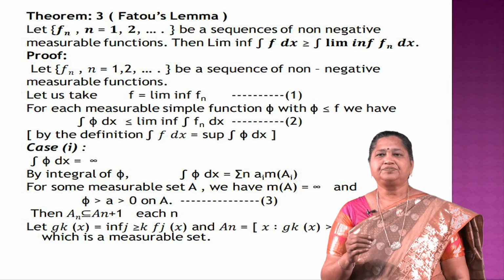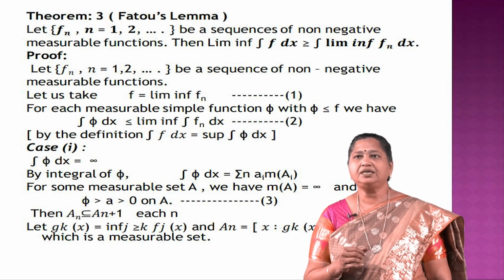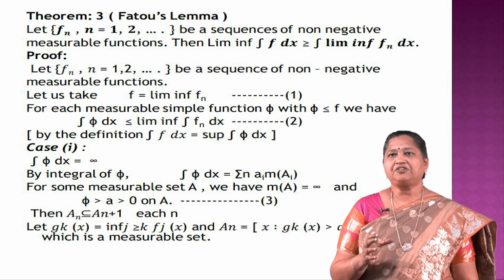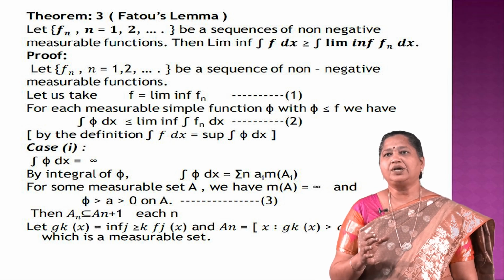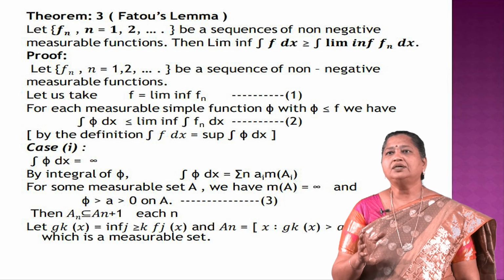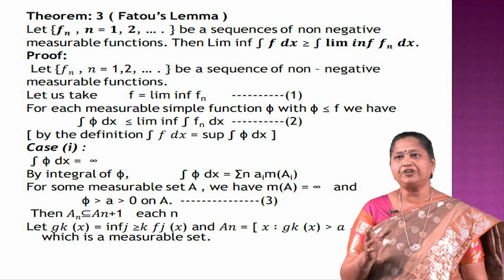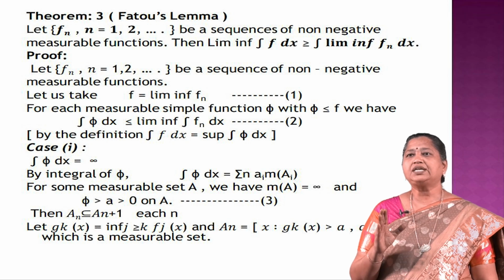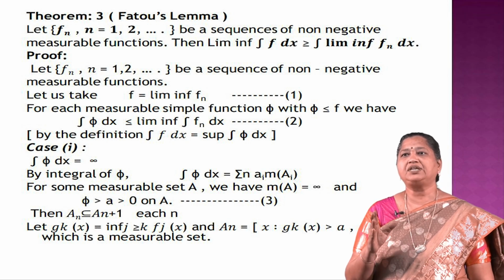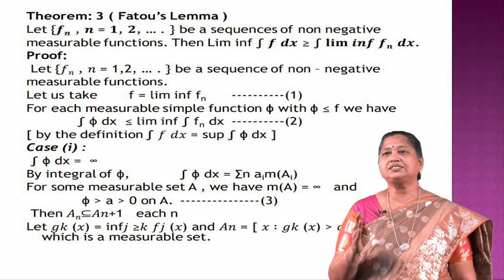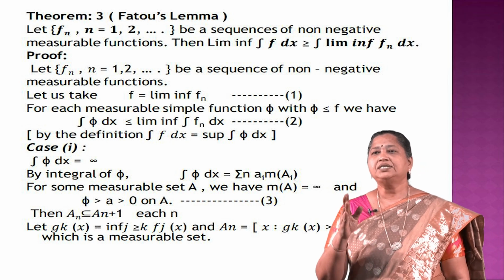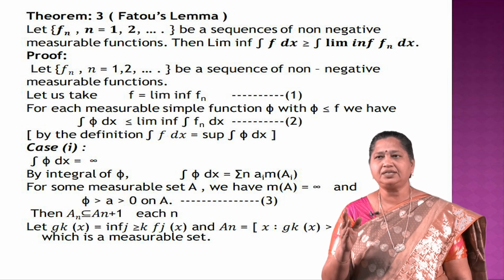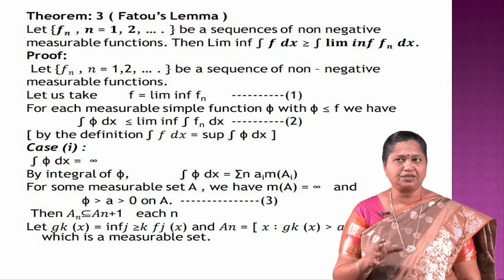The next theorem is Theorem 3, Fatou's lemma. It is a very important one. Let f_n, n equals 1, 2, 3 and so on, be a sequence of non-negative measurable functions. Then prove that the integral of the limit infimum of f_n dx is less than or equal to the limit infimum of the integral of f_n dx. It is a great result.